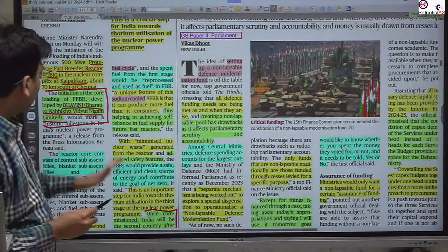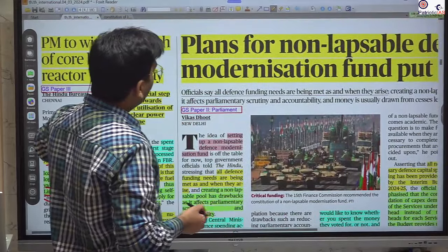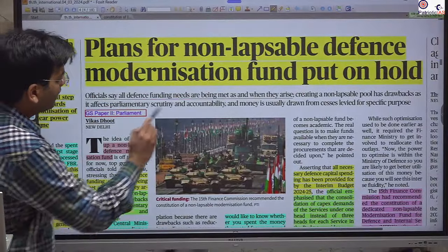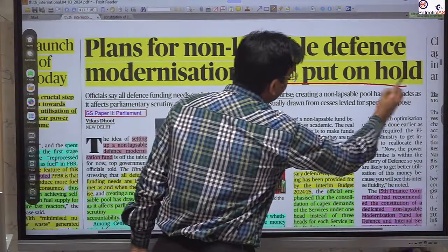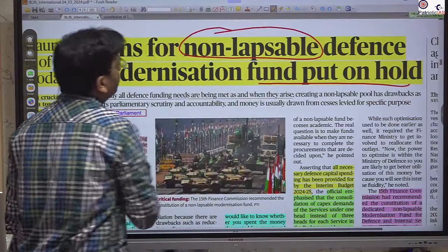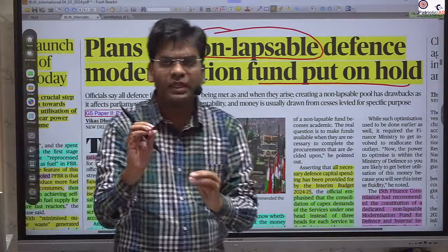Okay, so this is all for this news. The second news we are going to take is this: the plan for the non-lapsable defense modernization fund put on hold. So you should know what non-lapsable budget and allocation means. Non-lapsable means I will give you money.